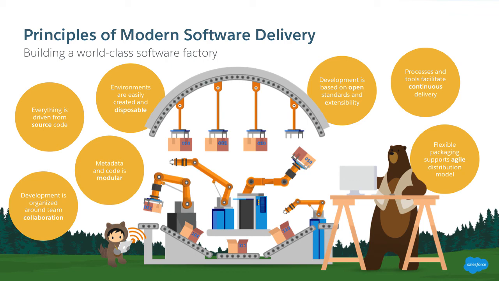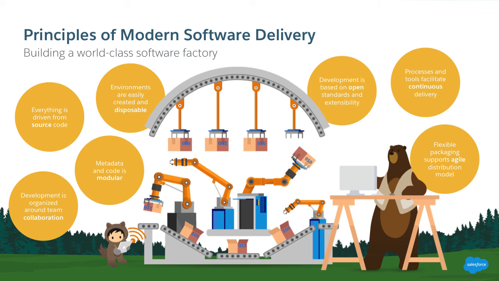It all starts with that version control system, and that code and metadata is modular. And the environments that you're developing in now must be ephemeral, easy to create and destroy. And in addition to that, all of the tools and the processes must be centered around that continuous integration and delivery. And of course, development must be based on open standards and extensible as well.